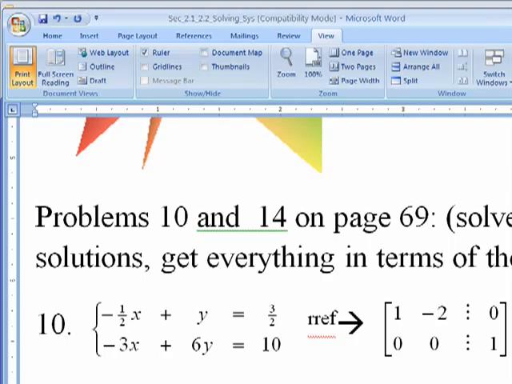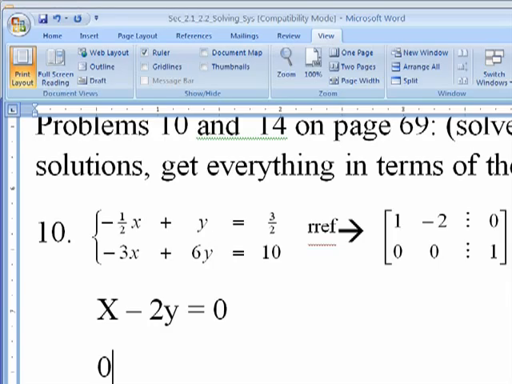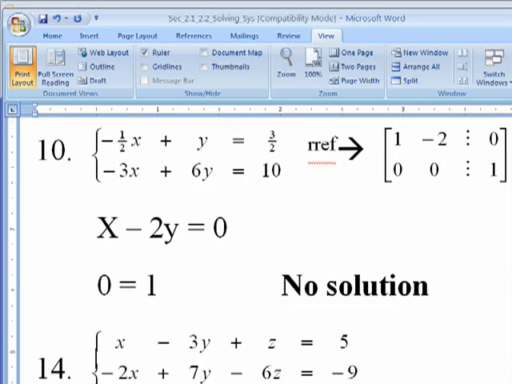And then if I write down the equations that go with that reduced row echelon form, then the top row would tell me 1x minus 2y equals 0, and the second equation would tell me 0x plus 0y, which is just 0 equals 1. And since that doesn't work, that means the system has no solution. So there are not infinitely many solutions. For that number 10, there's no solution.